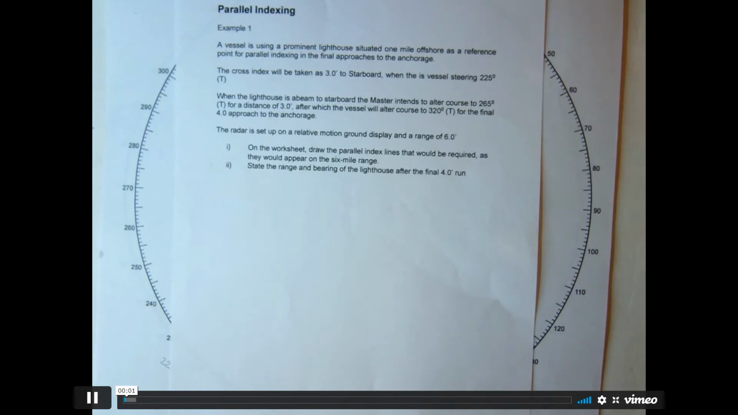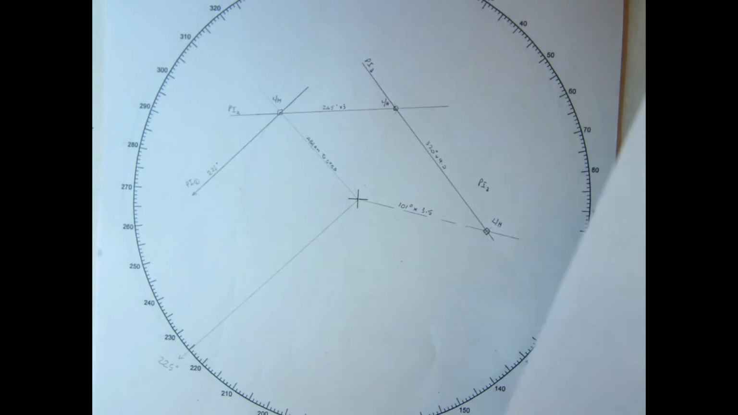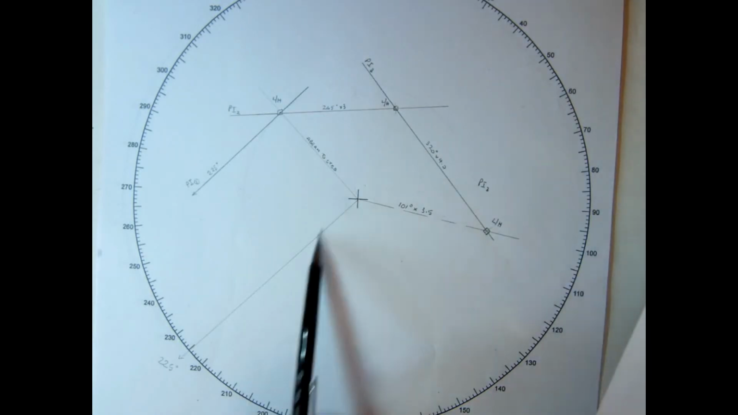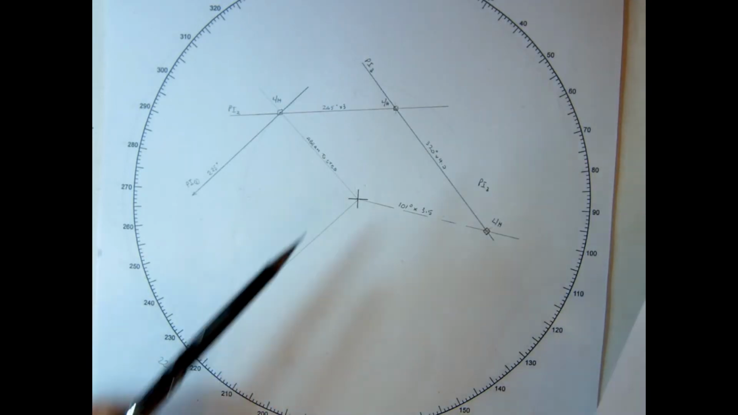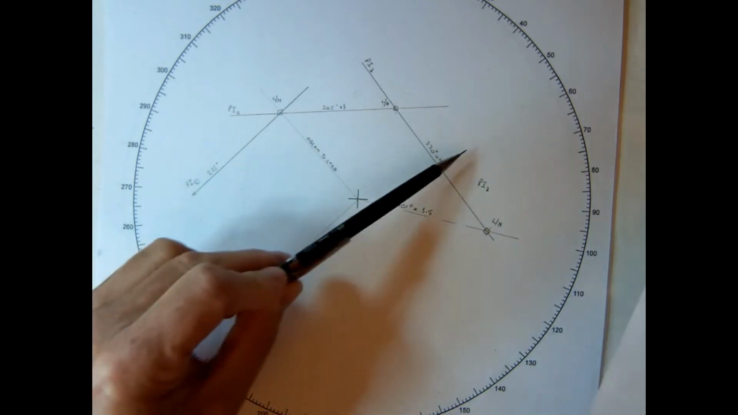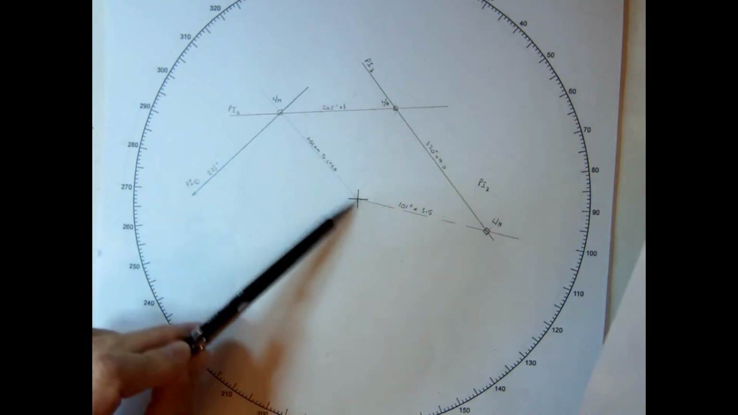We'll look at two examples of parallel indexing. Our vessel is using a prominent lighthouse situated 1 mile offshore as a reference point, and the cross index will be taken as 3 miles to starboard when the vessel is steering 225. So 3 miles to starboard, the vessel steering 225, so that's our course there, and the distance is 3 miles to starboard. Okay, so there we are, that's our first bit of information.